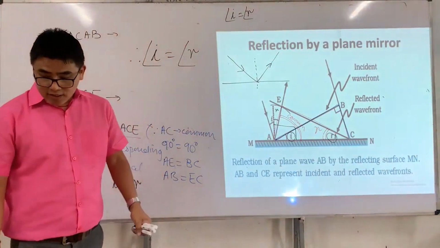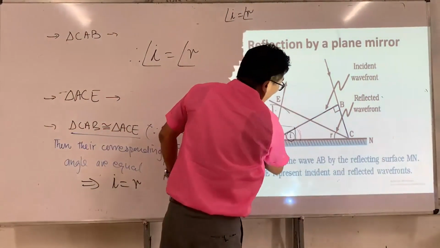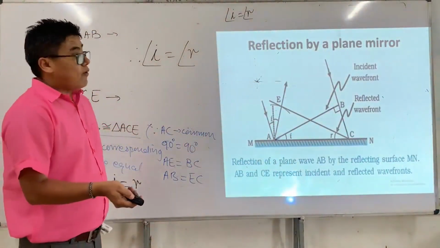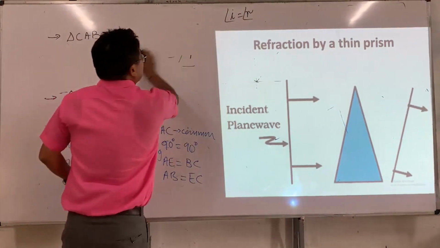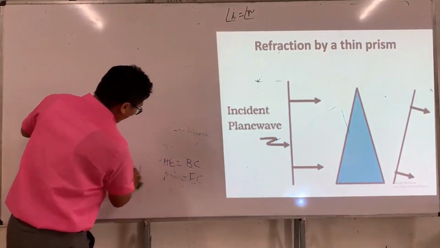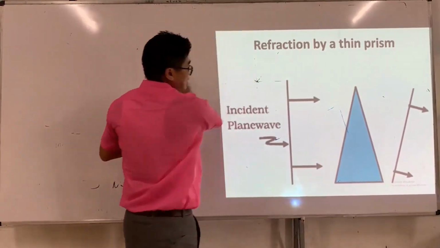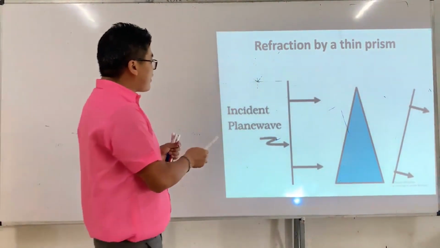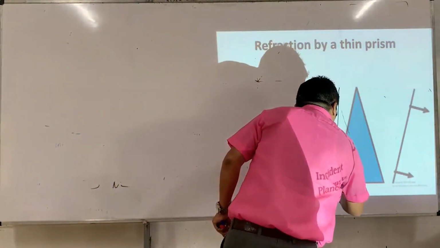Alright, so this is what we have done. This is how I proved the law of reflection. Now we would like to study refraction by a thin prism and refraction by lenses, that means how to draw refracted waveforms and reflected waveforms. This is what I'm going to do now. So, reflection by a thin prism. This is the incident waveform. Now look at here, when the light falls at these points, I'll draw this.